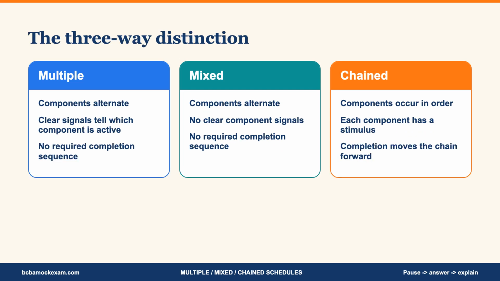Here is the clean comparison. In a multiple schedule, components alternate and each component is signaled. In a mixed schedule, components alternate, but there are no clear component signals. In a chain schedule, the components are not just alternating. They must be completed in order, and completing one component produces the next stimulus. That response-produced sequence is the feature many exam questions test.